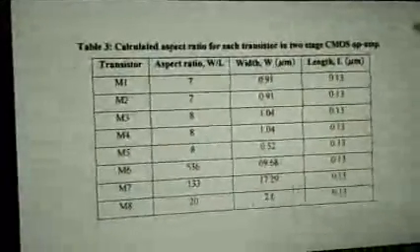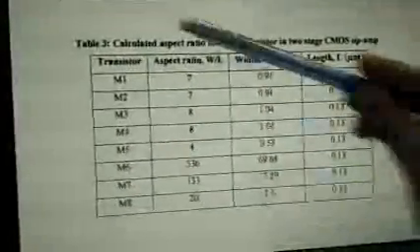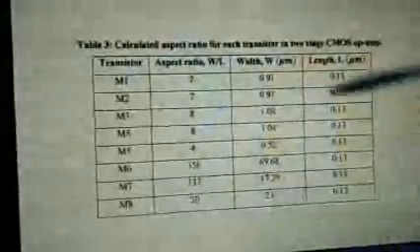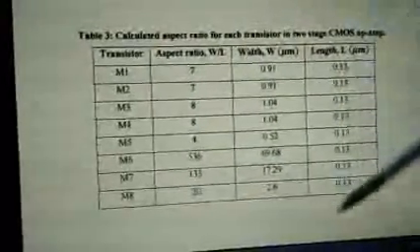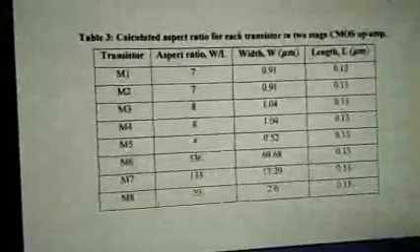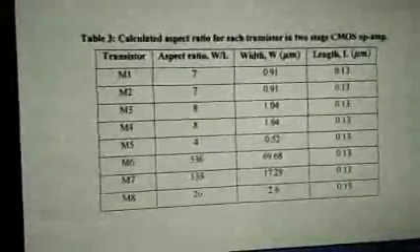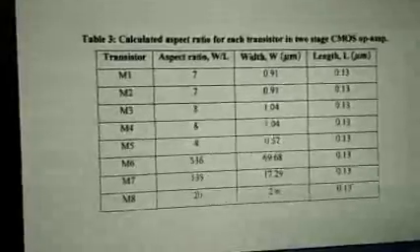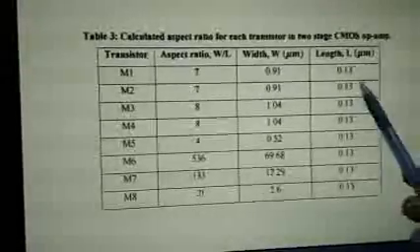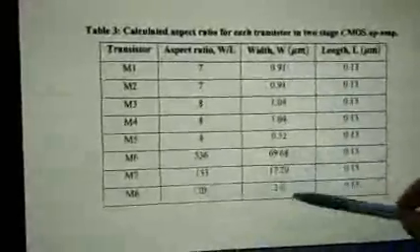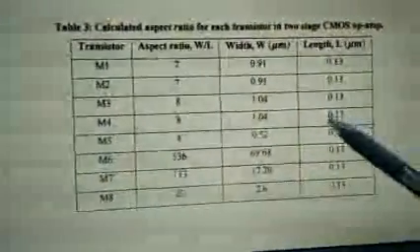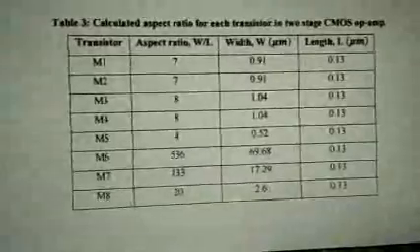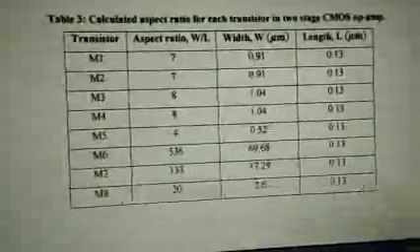So this is the summary table of the aspect ratio of each transistor. This is the aspect ratio that we have calculated, and length is fixed because we are using 0.13 micrometer technology. So by calculation, we can get the width of each transistor. So we are using this aspect ratio to design the schematic using the computer tool.